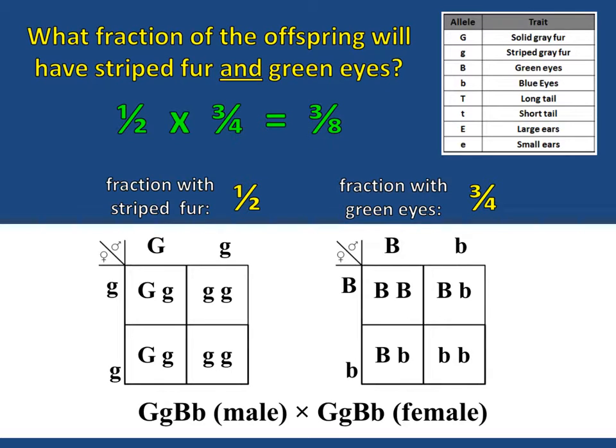Okay, so let's do a problem with fractions this time. It says, what fraction of the offspring will have striped fur and green eyes? So this one's very specific. It is only asking for striped fur and green eyes. So in this Punnett square right here, it is talking about the fur color. In this Punnett square here, it is talking about the eye color. You got to use this table right here.